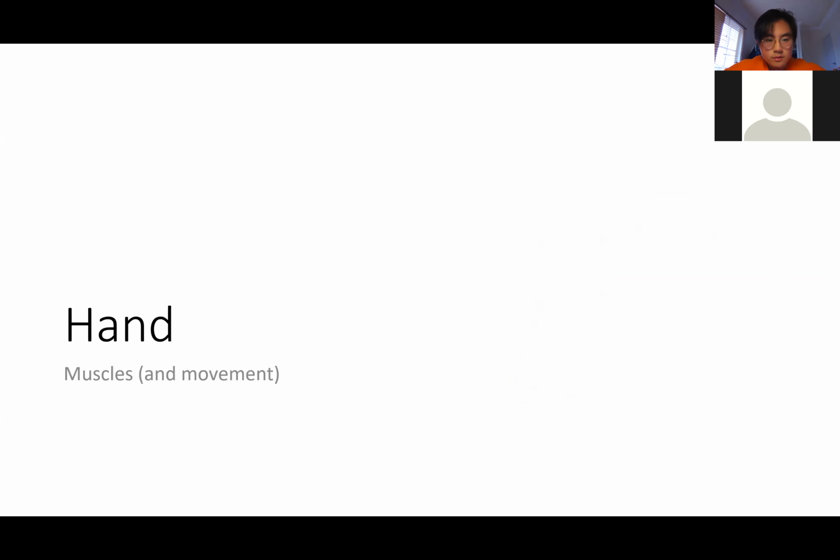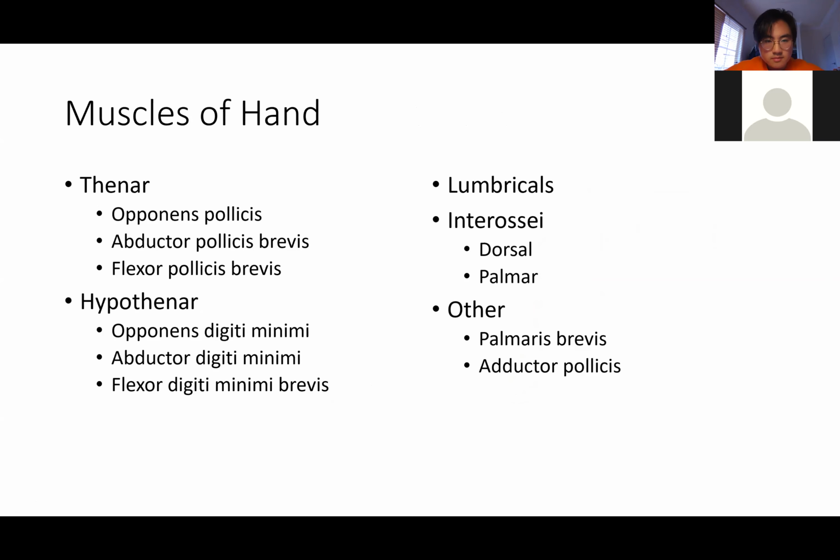Okay, so I hope that helps with the forearm. Now we'll talk about the hand. So the hand's a bit easier. These are the muscles of the hand. Just know that for the thenar eminence and the lumbricals, some of the lumbricals are done by the median nerve. And remember that the ulnar nerve is the primary nerve of the hand, which innervates the rest of this.